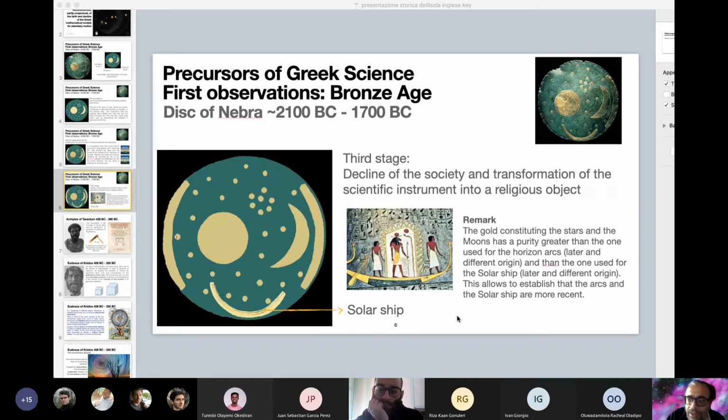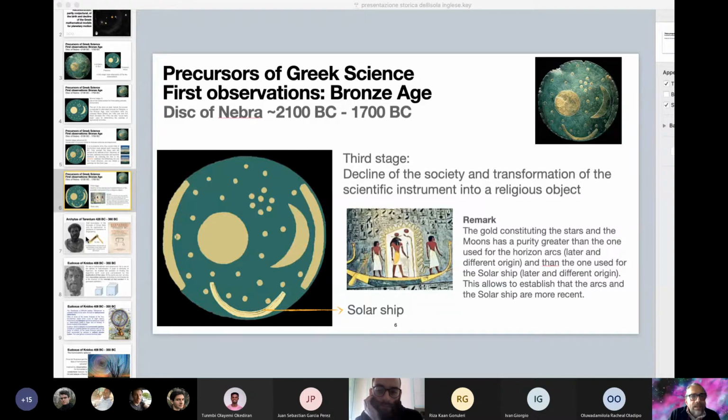So what I want to tell you is that the story of the disk of Nebra shows that it is not true that science is always increasing in power and capacity, that knowledge is not only a bare addition of information one year after the other, but that at the end of the story, you have growth and decline of societies, of scientific societies.